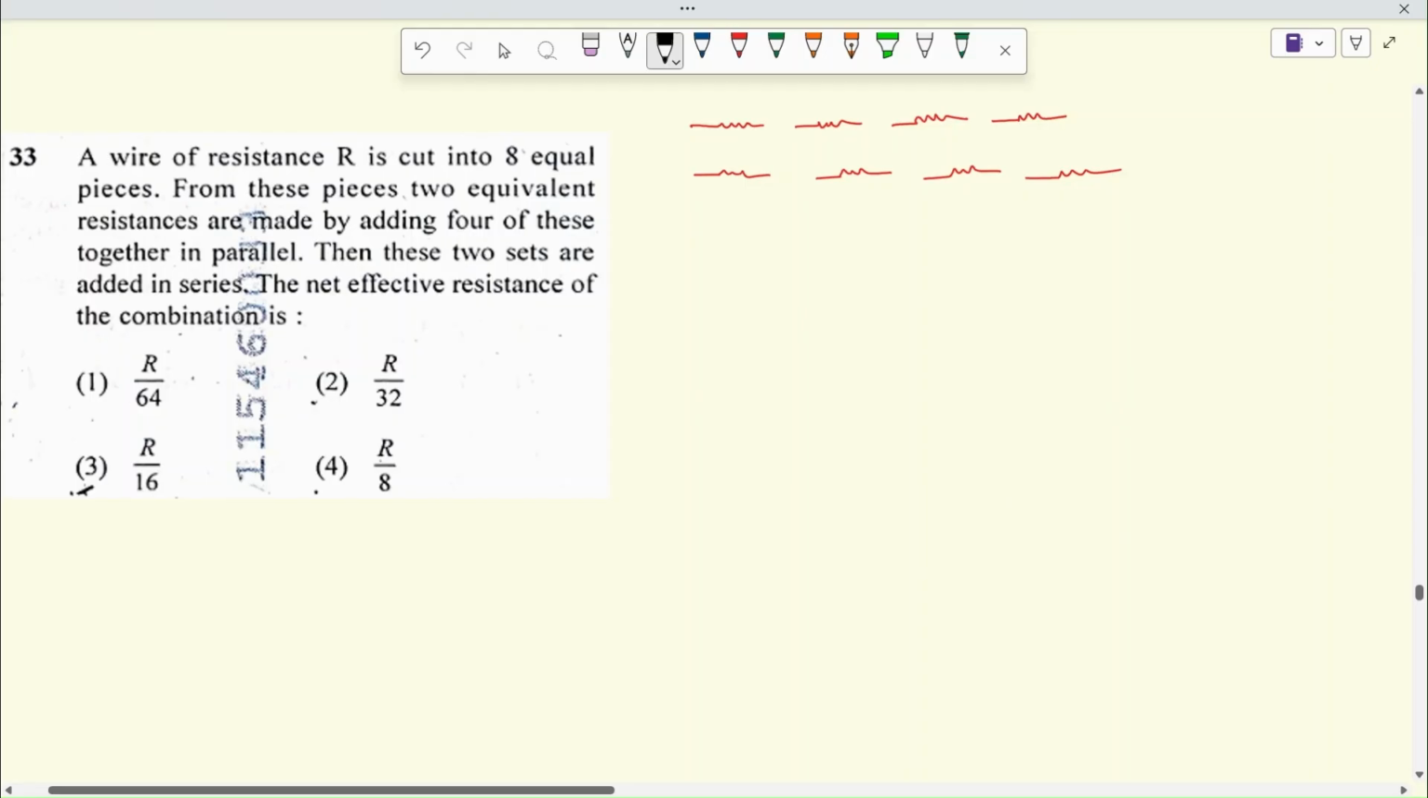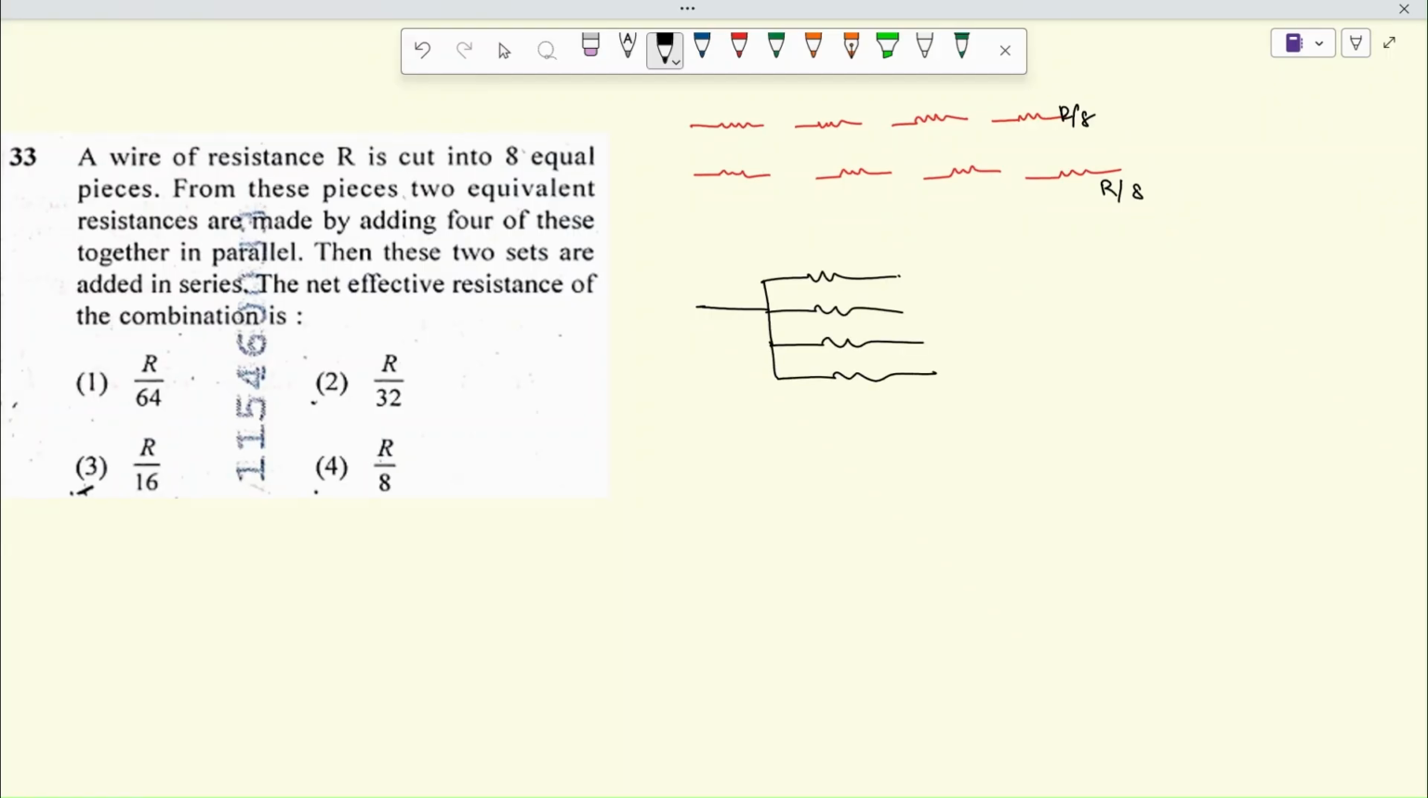33. A wire of resistance R is cut into 8 equal pieces. So what happens if you cut into 8 pieces? Resistance of each of them will become R by 8. Then from these pieces, two equivalent resistances are made. How are they made? By adding 4 of these together in parallel. Each one is R by 8 and 4 in parallel. And in parallel, R by N. That is, each one is R by 8 by 4 pieces again. So R by 32 for this combination.